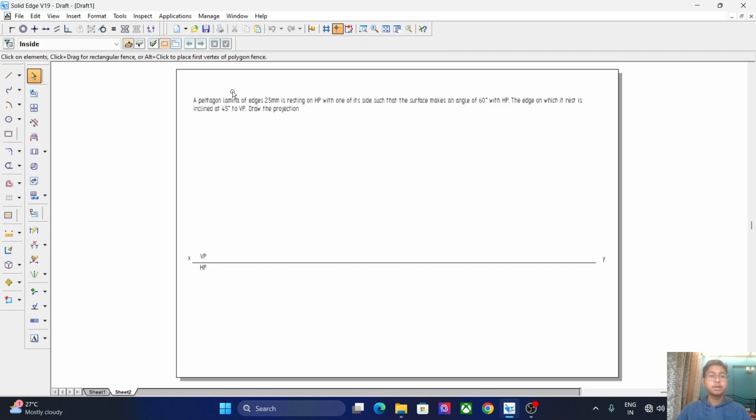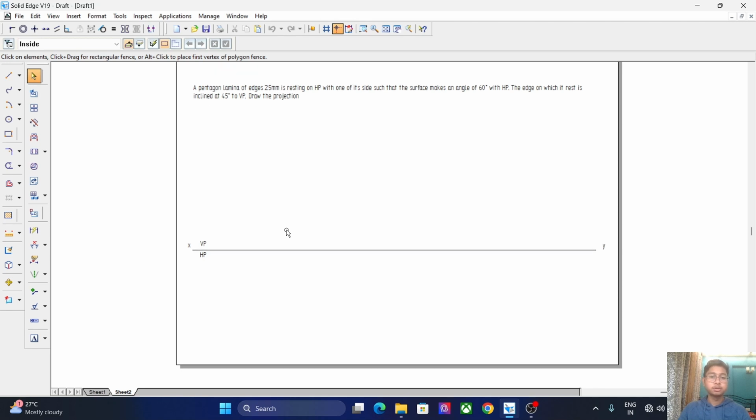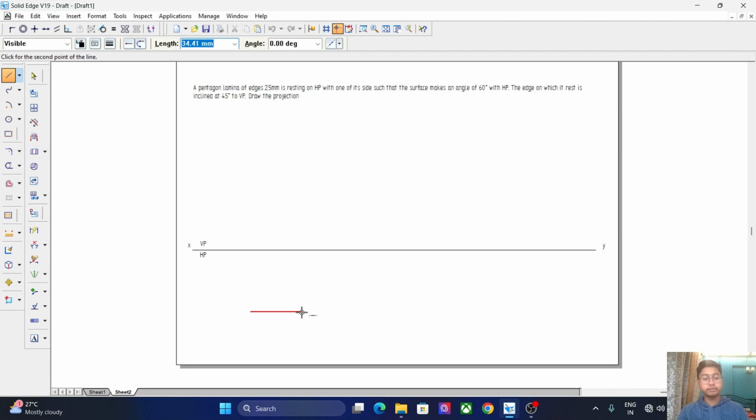So the question is, a pentagon lamina of edges 25 mm is resting on HP with one of its sides such that the surface makes an angle of 60 degree with HP. The edge on which it rests is inclined at 45 degree to VP. Draw the projection. So first we need to draw a pentagon. For pentagon, we have the outside angle as 72. So first we will draw the base of the pentagon. We'll put the length as 25 and angle as 72.